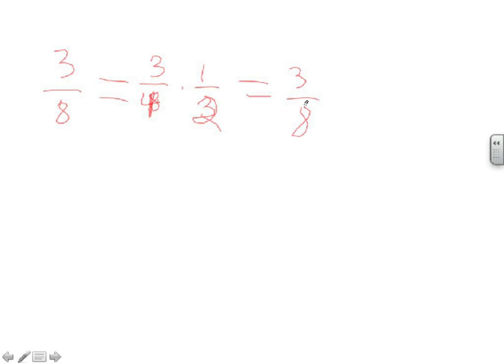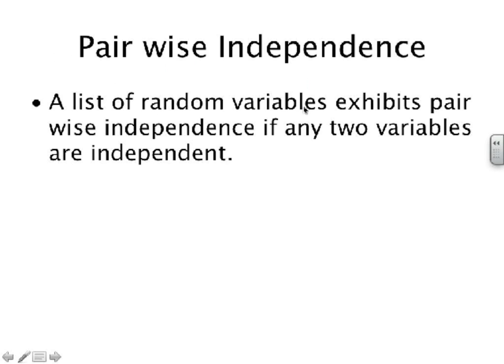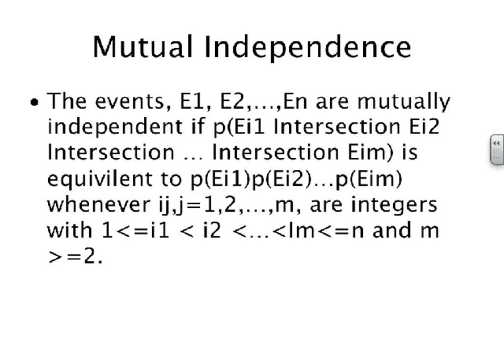This, however, does not hold if you change the number of children. There are 2 types of independence: pairwise independence and mutual independence. A list of random variables exhibits pairwise independence if any 2 variables are independent. Mutual independence occurs when, for the events E1, E2, all the way through En, the probability of their intersection equals their individual probabilities multiplied together.